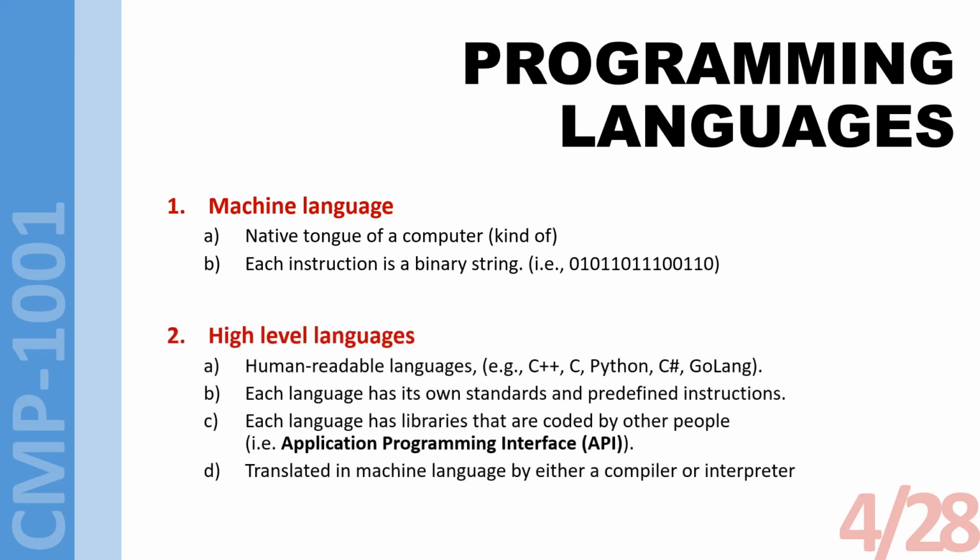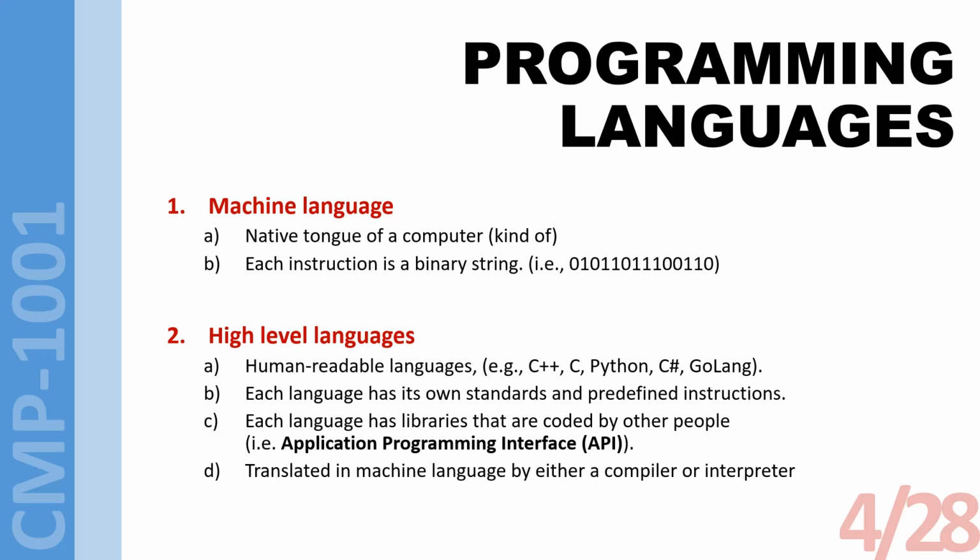The second group of languages, on the other hand, are mainly human-readable languages. So the thing here is, if you try to read a C code or a Python code, and if you know the English language, you will most likely understand roughly what is going on here. Because a lot of the terminology in these programming languages is based on English words like if, while, do, things like that. Each one of these high-level languages has its own standards and predefined instructions. So you have to know them, you have to understand how to use them, what they are useful for, and what they are not suitable for.